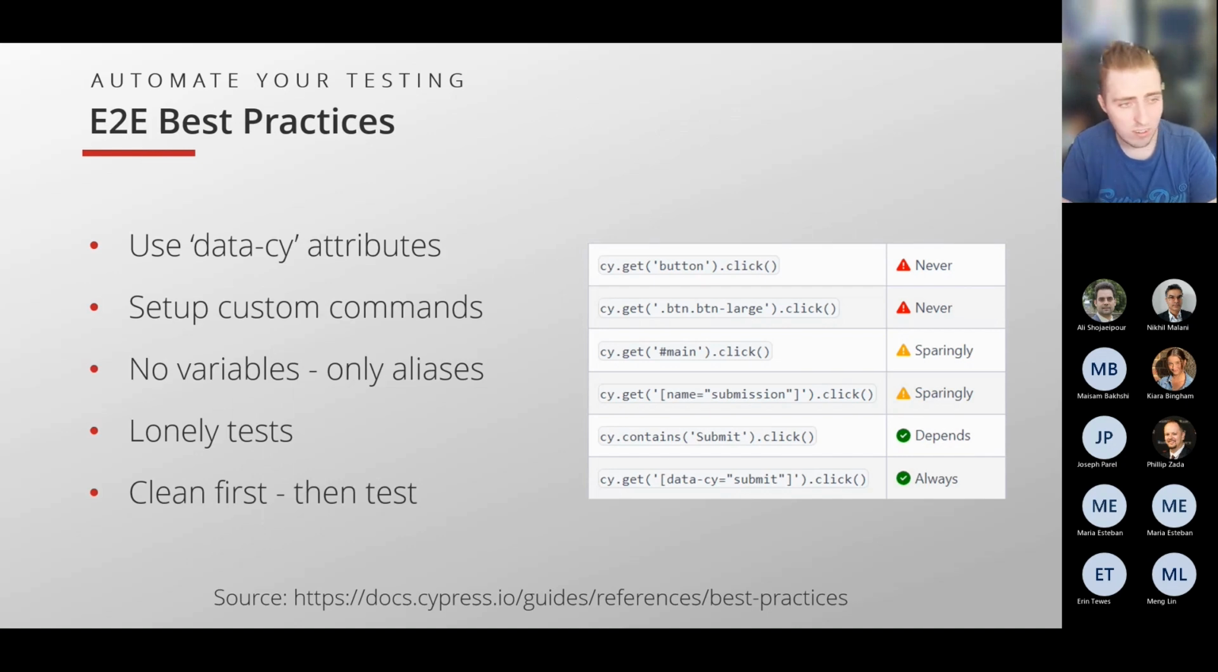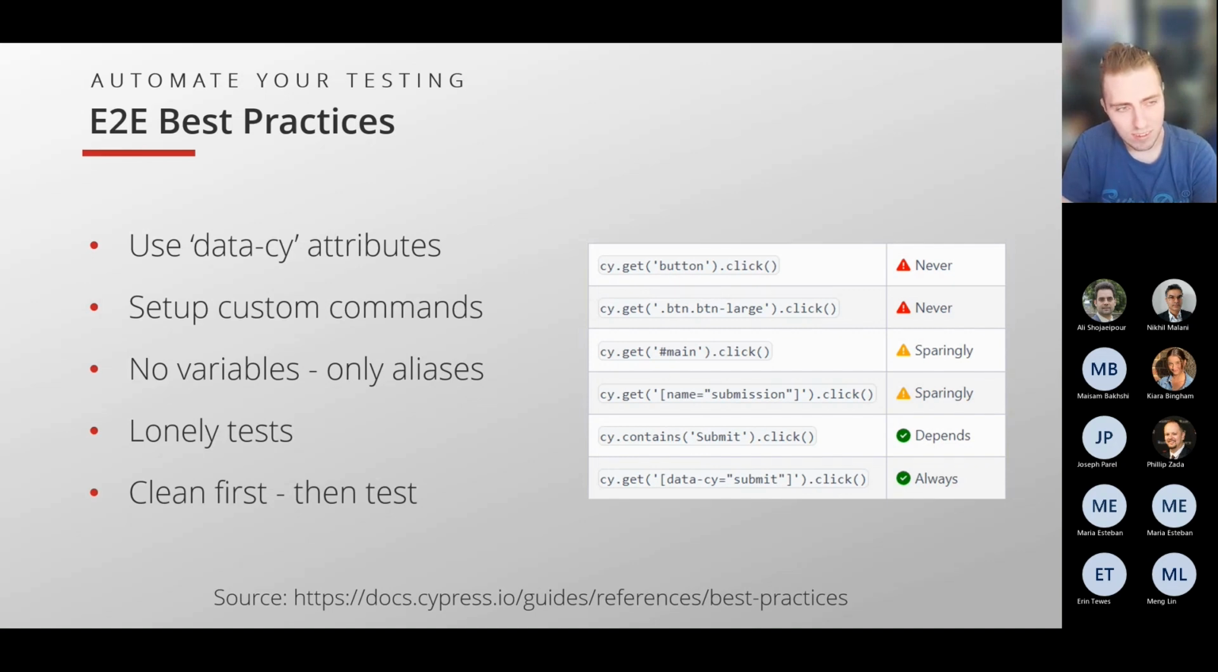So, going on to best practices, again, use the data-cy attributes. On the right-hand side, we've got a nice little table that Cypress adds in for illustration of when you should be using these types of selectors.